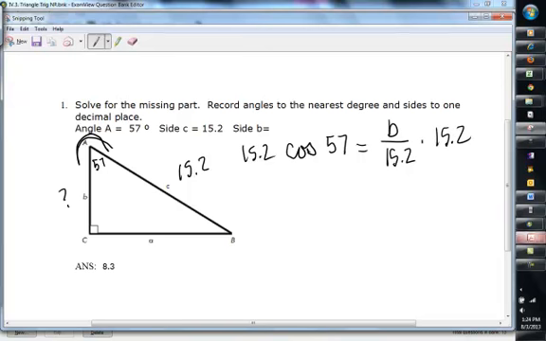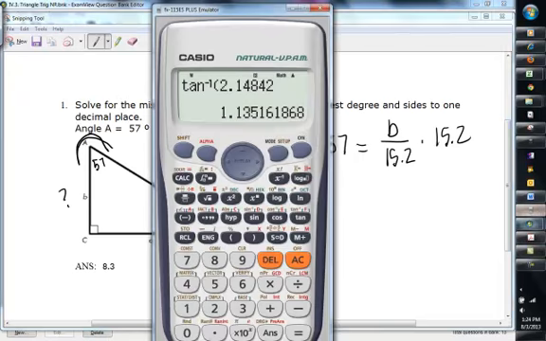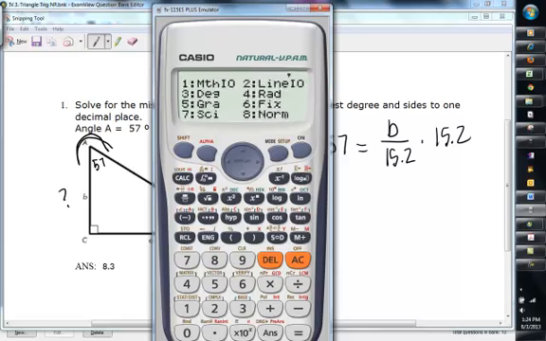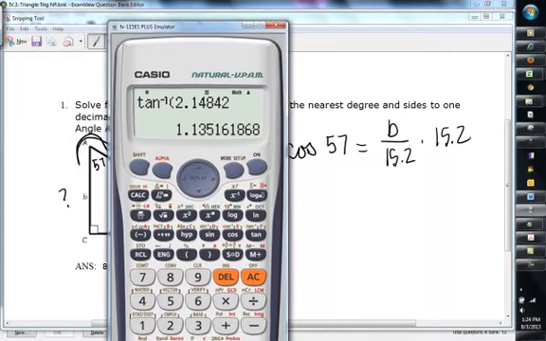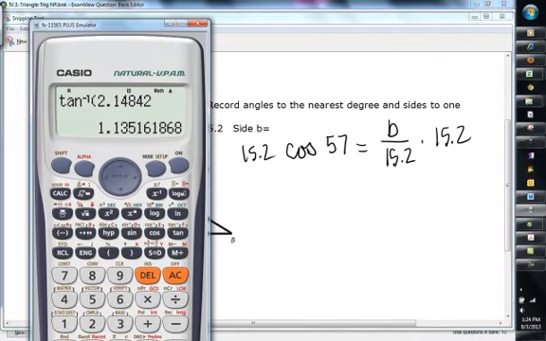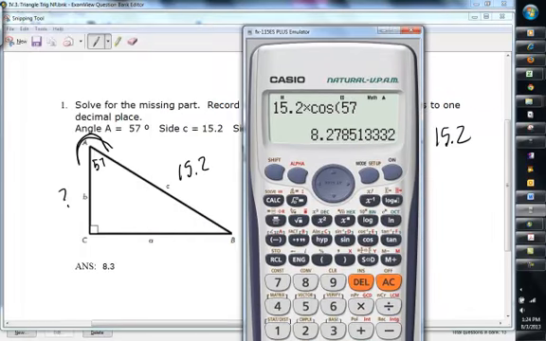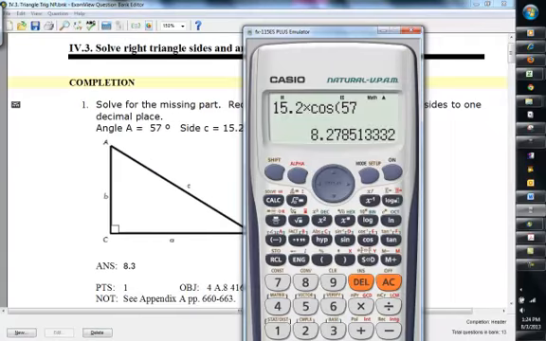And so on our calculator, make sure we're in degree mode. All right, so we've got 15.2 times cosine 57, and we get 8.28, 8.3 if you round it. Next one.